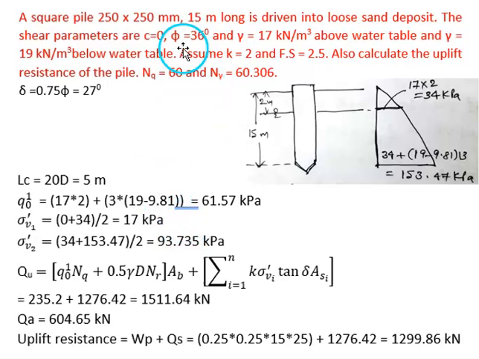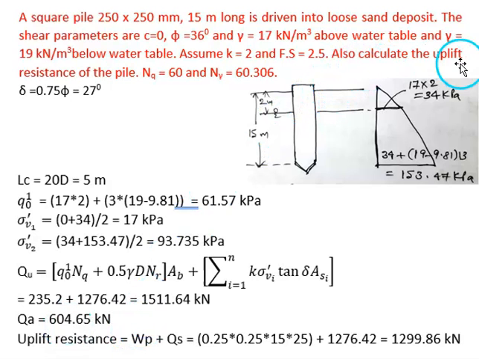And here phi value is greater than 35 degrees. So we have taken 20 times the diameter and it is coming as 5 meter. So Q0 dash value we should find up to 5 meter depth. Then we should calculate the average effective stress for both the layers and then we have to substitute in the equation to estimate the ultimate load and then allowable load.